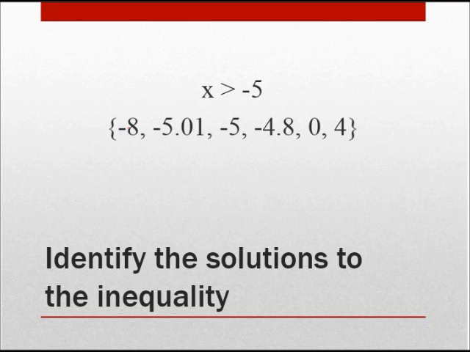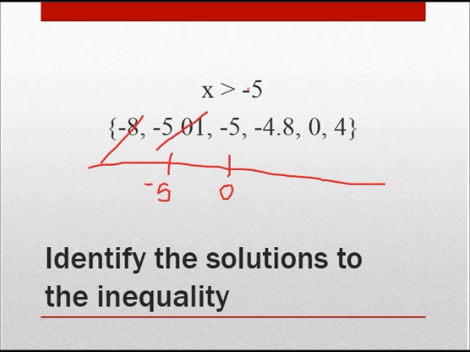So let's look at the first one. -8. Is -8 greater than -5? No, -8 is lower than -5. -5.01, is that greater than -5? No, it's not. If you're having trouble with this or trouble picturing it, draw the number line out. Put a -5 right there. -8 is down here, so it's not greater than. -5.01 is right here, so it's not greater than. -5, is -5 greater than -5? No, it's equal to. So that's not a solution.